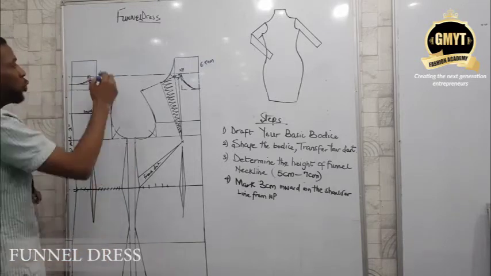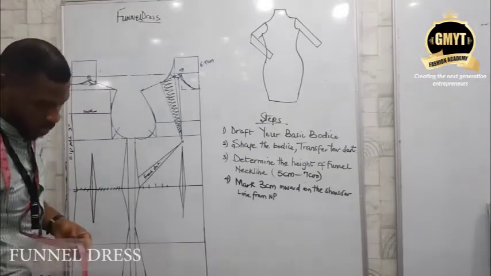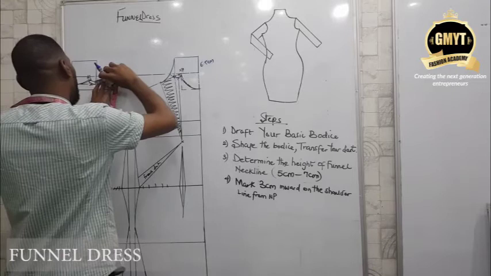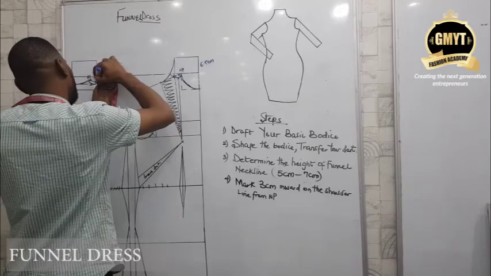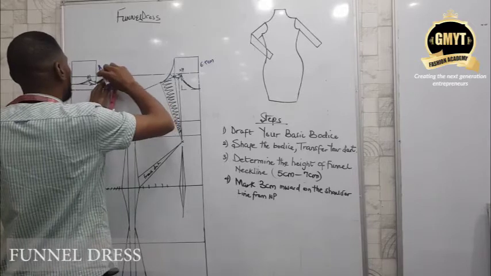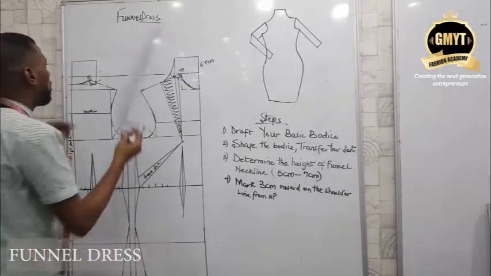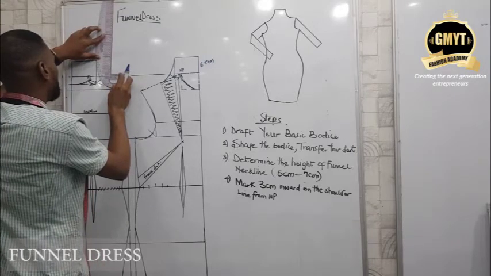All you need to do now is to shape it out the way I did for the front. So for the back now, I'm still going to do the same 45 degrees of 2 cm or 1.5 cm. Then you place your French curve, touching here.